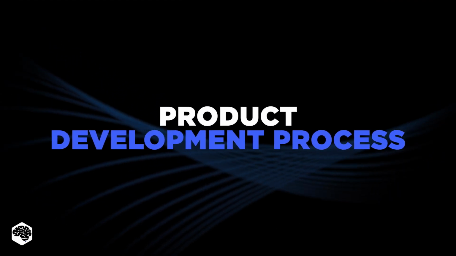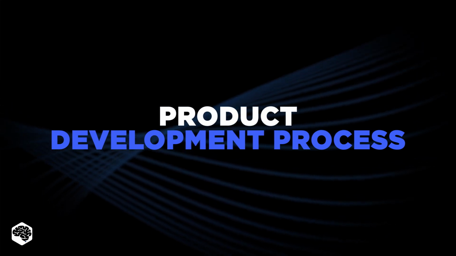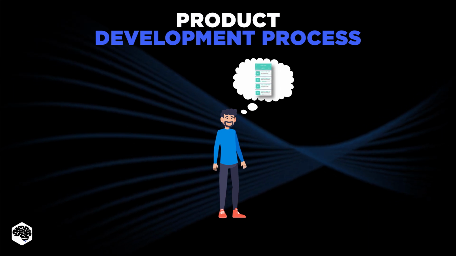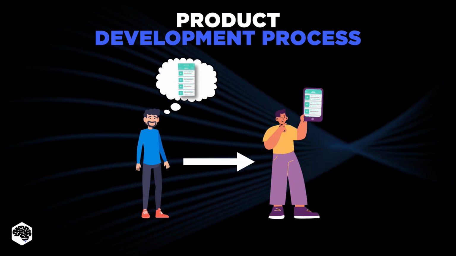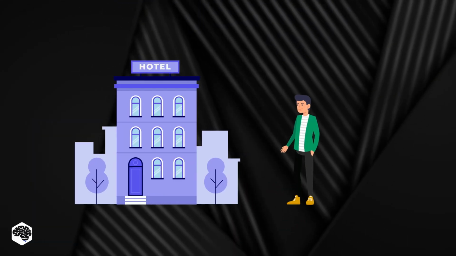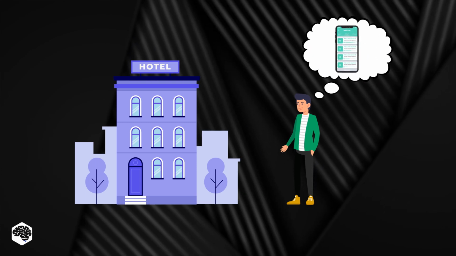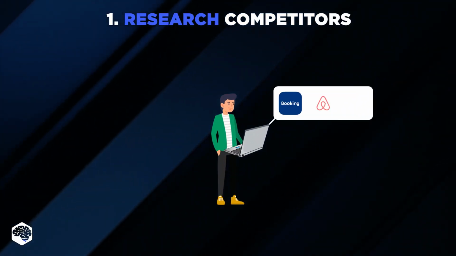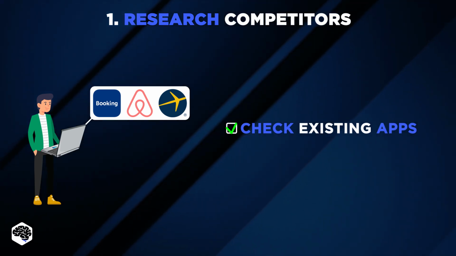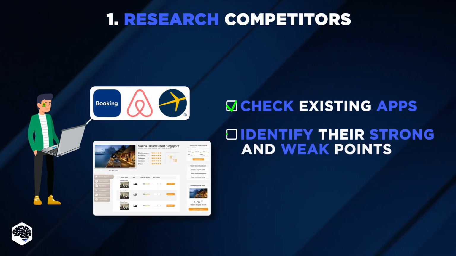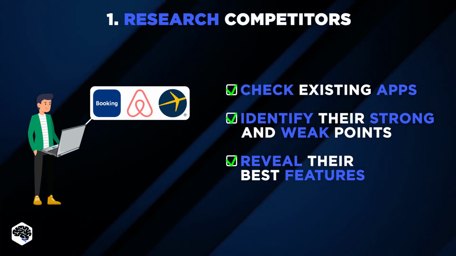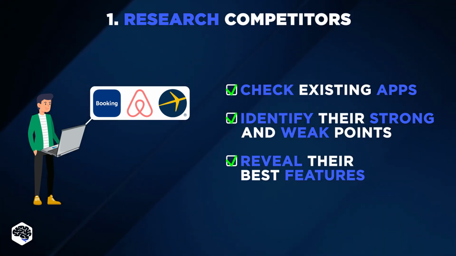First, let's find out what the product development process exactly is. In simple words, it's a combination of all the activities performed to deliver a concept to the market and end user. So let's say you want to develop a hotel booking application. What's your first step? You should start with the competitor's research. Browse the available applications in the industry to check out some business solutions of the competitors to see their strong and weak points. It'll reveal the most powerful features to incorporate into the best-selling app.